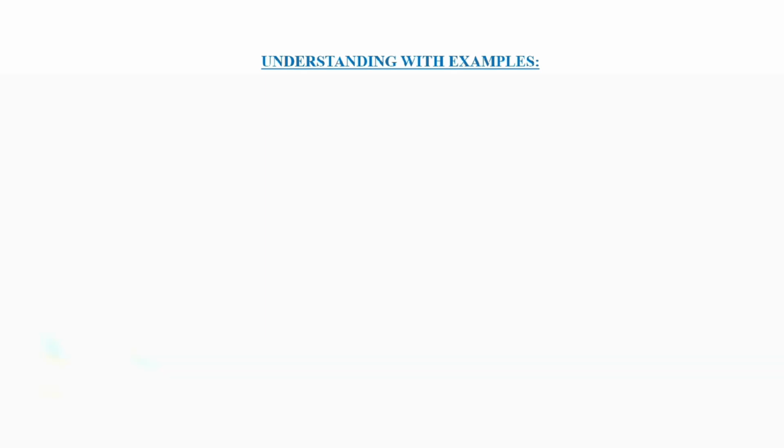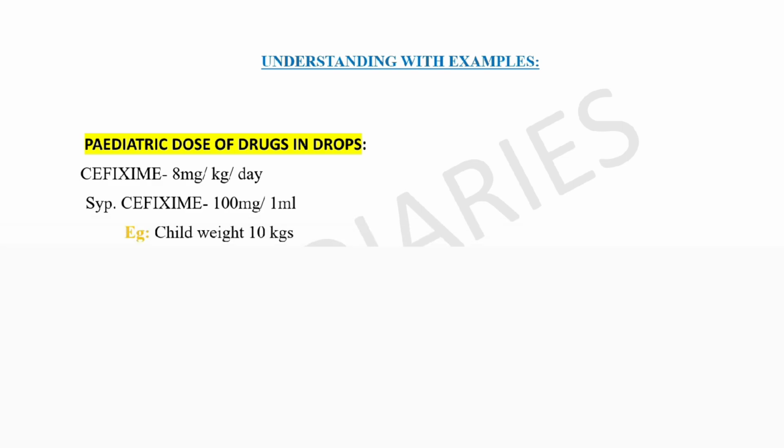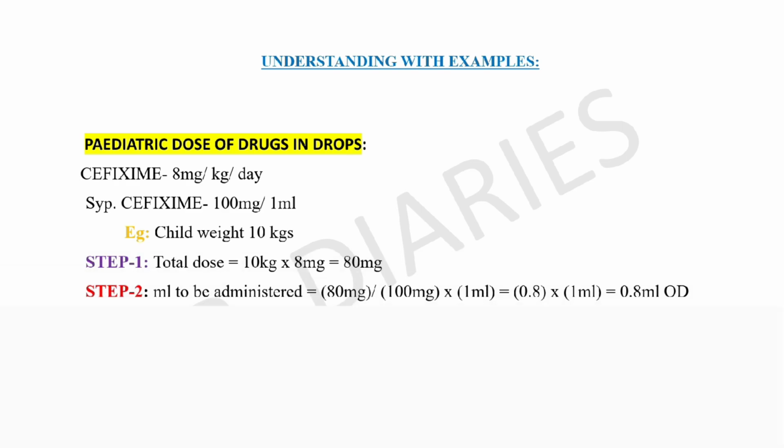Next example is calculating the dose of the drug in drops. For example, if we have to give Cefixime, which is 8 milligrams per kilogram per day, then 1 milliliter of syrup Cefixime has 100 milligrams. For example, if the child's weight is 10 kilograms, step 1 is 10 kilograms multiplied by 8 milligrams, we get 80 milligrams. Step 2 is milliliters to be administered. After putting the values in the formula, we get 0.8 milliliters.